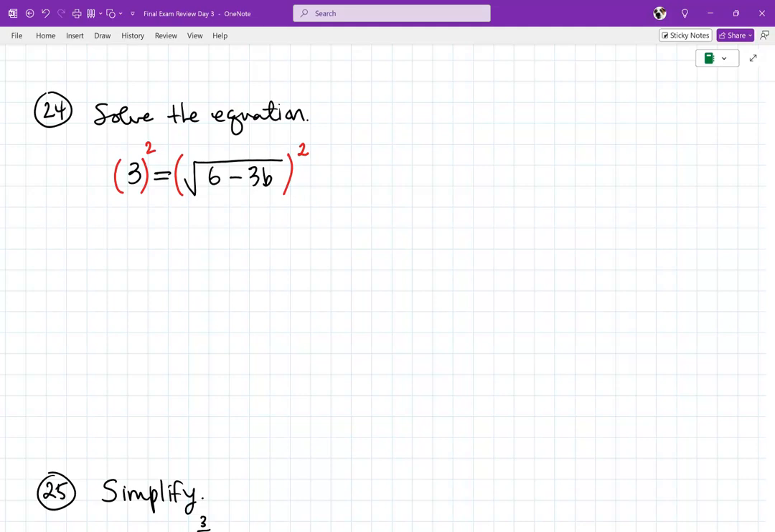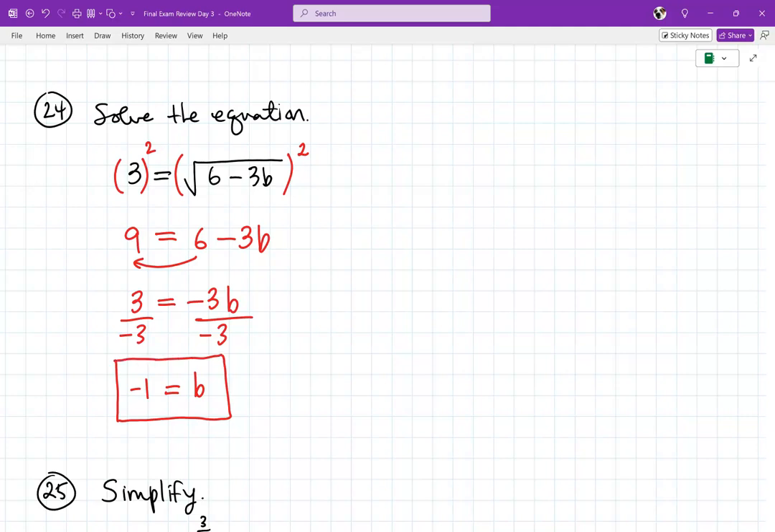Okay. So 3 squared, that's going to give me a 9. And then the square root squared cancels out. So this is just 6 minus 3b. So I'm going to move the 6 over to the left side. So let's move this 6 over there. That's by subtraction. This gives me 3 equals negative 3b. And if you divide both sides by negative 3, you get that b is equal to negative 1.